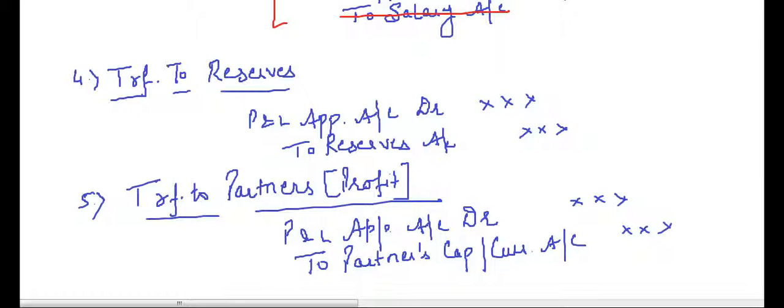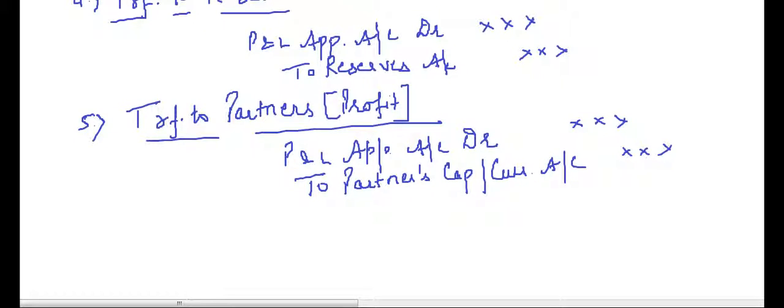Then transfer to reserves, the partners' capital has no role in this, because we are neither giving to the partners nor getting something from the partners. So the entry will be directly P&L appropriation account debit to reserves account. Then finally whatever we are left with in profits will be transferred to the partners' capital or current account. So these are the journal entries relating to the P&L appropriation account.